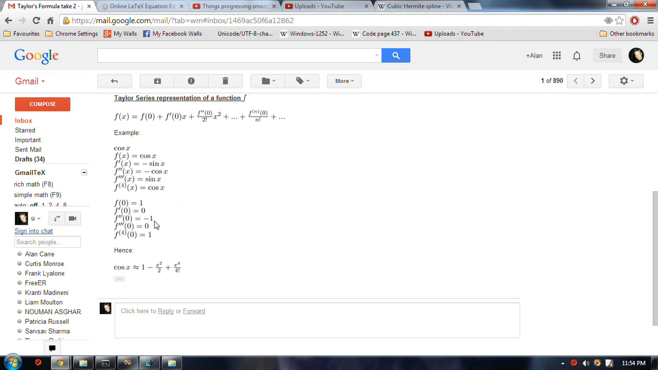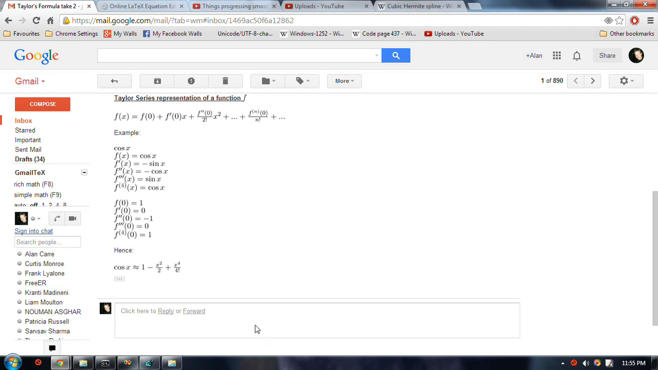Then the next term is minus 1, and that's for the quadratic term, and so we get minus x squared over 2. The next one is 0, and the fourth one gives positive. So in fact, this sign alternates plus and minus as you go on. The next term will be x to the 6 over 6 factorial. It's very simple, really.